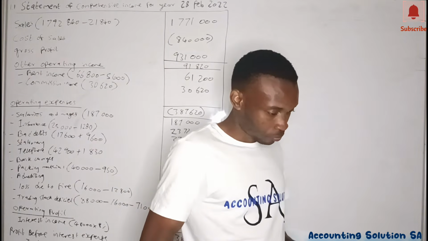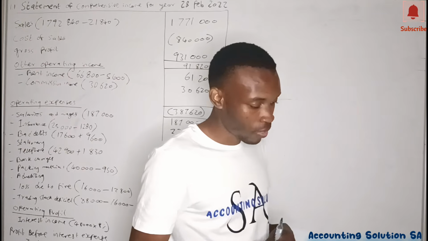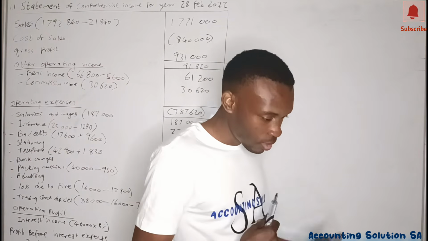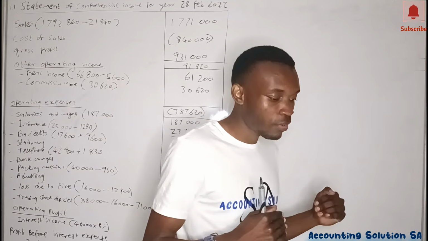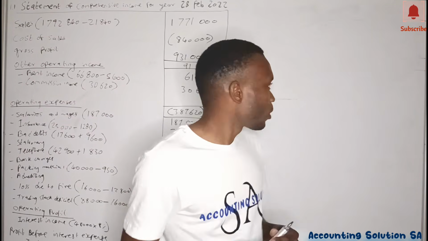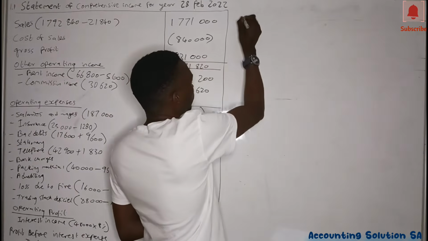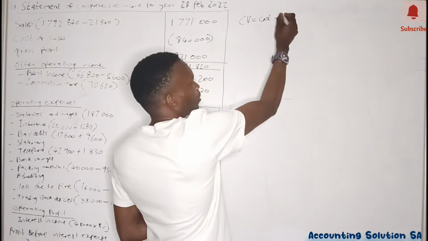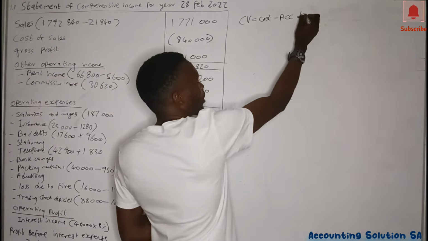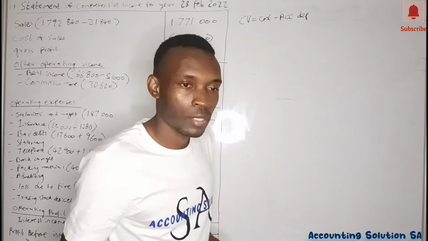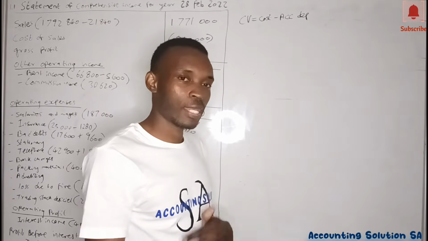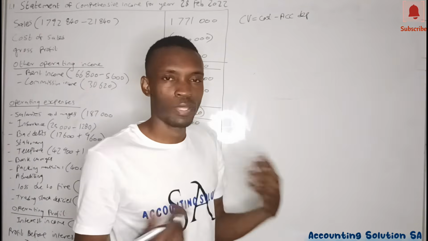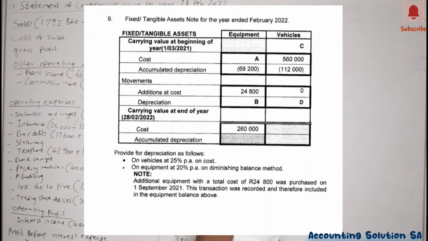Okay, let's check number 8. They said we have to calculate the cost of equipment. If you check the first part, they give us a carrying value. What is carrying value? A carrying value is equal to cost minus accumulated depreciation. A carrying value is like a net, because you take your cost minus accumulated depreciation, then it's going to give you a carrying value.